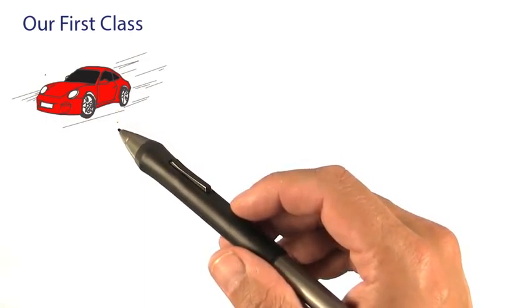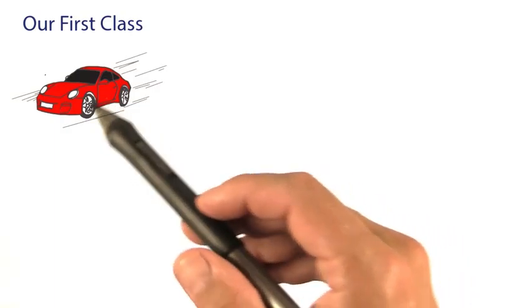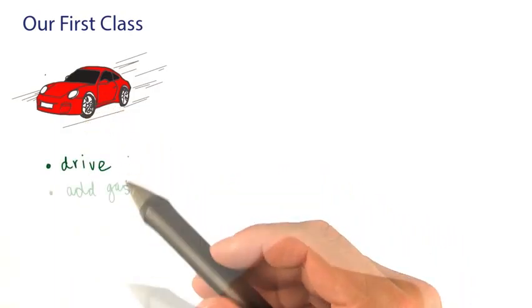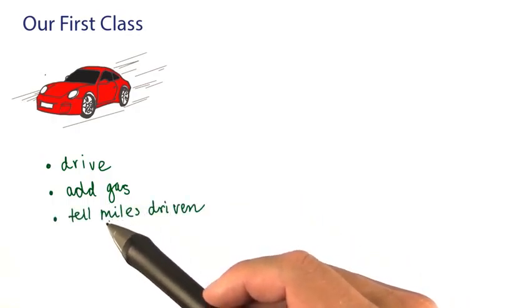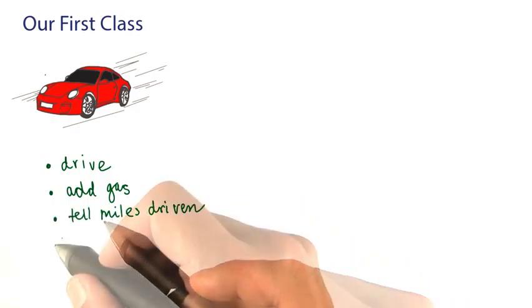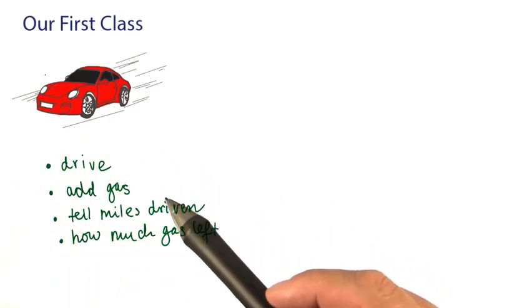When you design a class, the first thing you ask yourself is, what can one do with the objects? Well, imagine a car object. It can drive. Being a car, one will need to add gas once in a while. The object should be able to tell us how many miles it has driven and also how much gas is left. That's all that our car objects will be able to do.